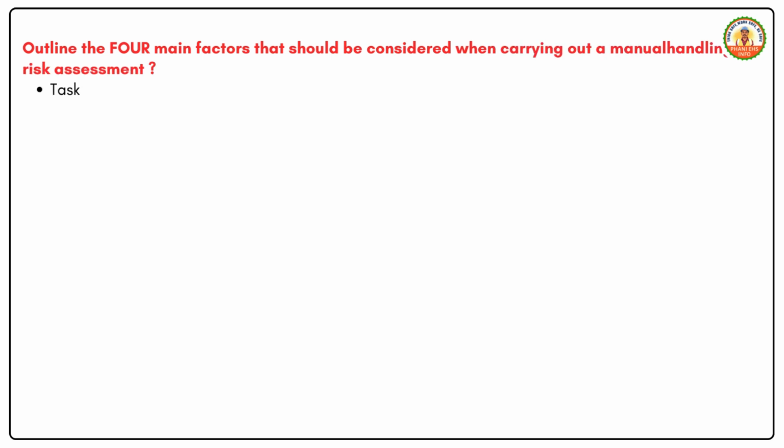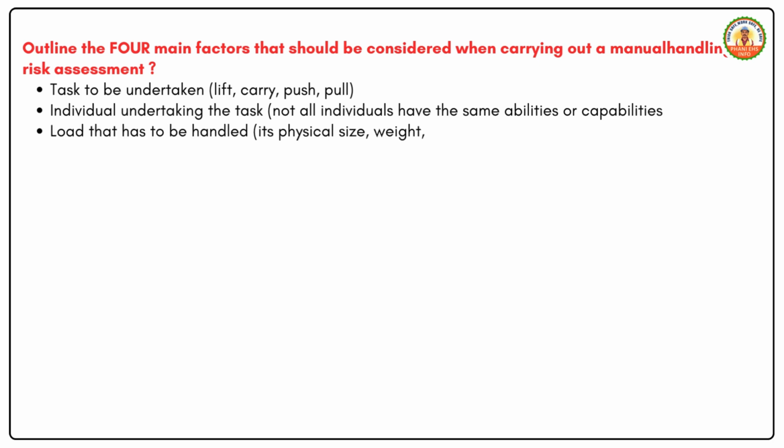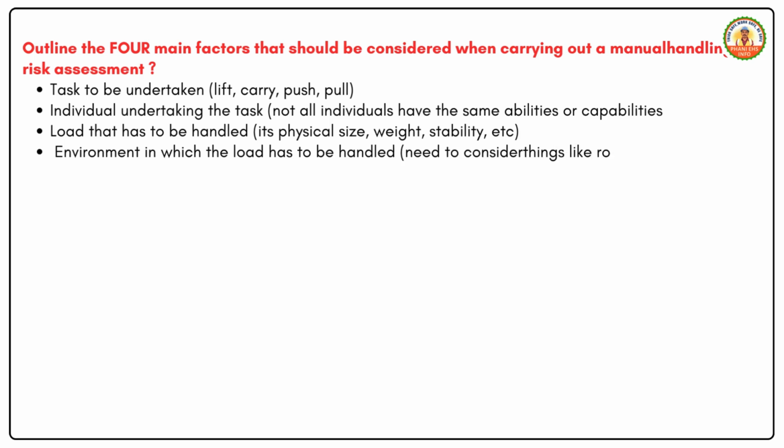Outline the 4 main factors that should be considered when carrying out a manual handling risk assessment. Task to be undertaken: lift, carry, push, pull. Individual undertaking the task: not all individuals have the same abilities or capabilities. Load that has to be handled: its physical size, weight, stability, etc. Environment in which the load has to be handled: need to consider things like route, potholes, steps, ramps, lighting, resting places if distance excessive, etc.